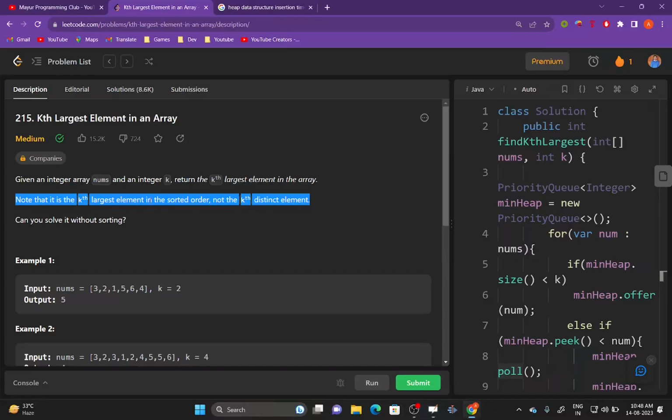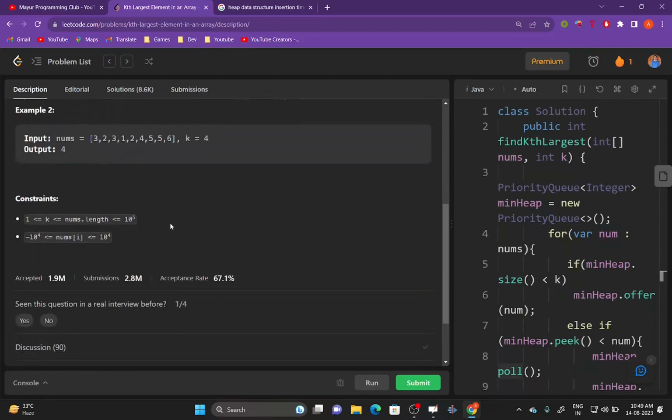So I hope you are able to understand what this line means: kth largest element in sorted order, not the kth distinct element. It is being asked that can you solve this without sorting? Now let's have a look at the constraints of the problem. The length of the nums array is of order 10 raised to power 5, and the elements are in the range minus 10 raised to power 4 to 10 raised to power 4.